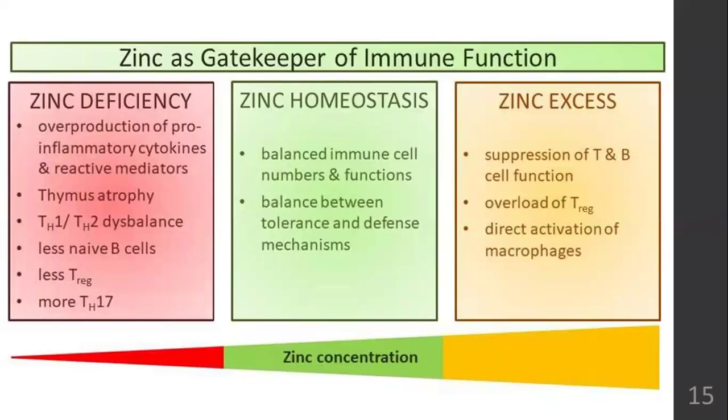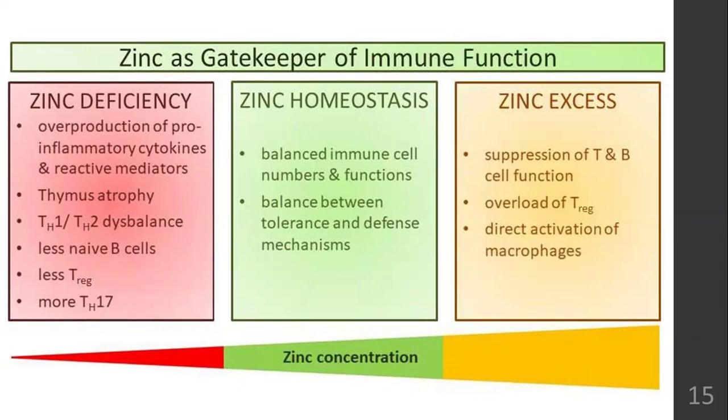In immunity, how does zinc help? Zinc balances all your immune cells in number and function. There is a specific reference range your immune cells should be in. Even among the white blood cells, there are 5 different types, and they should be in a specific, healthy range. To maintain a balance between tolerance and defense mechanism, if there is too much zinc or too little zinc, it could lead to some autoimmune disorders as well. So a balance of zinc homeostasis has to be maintained.